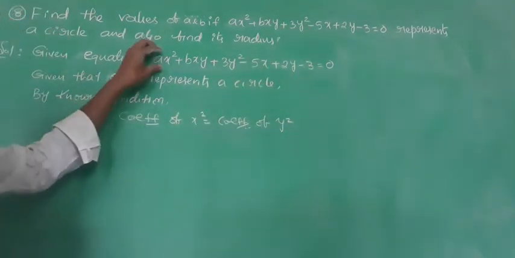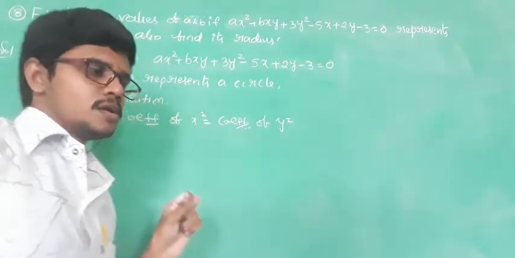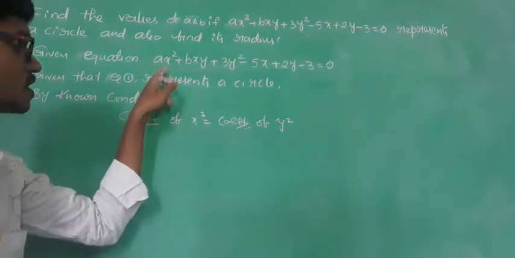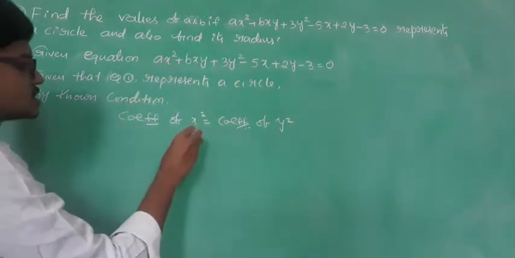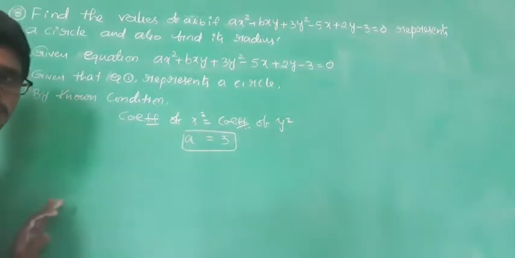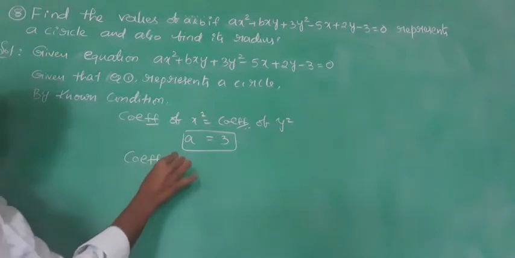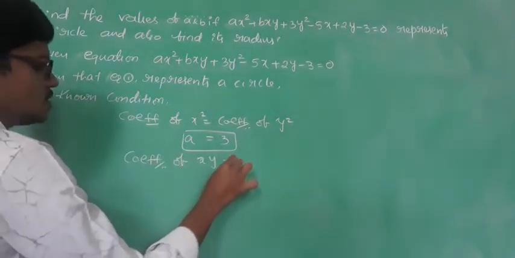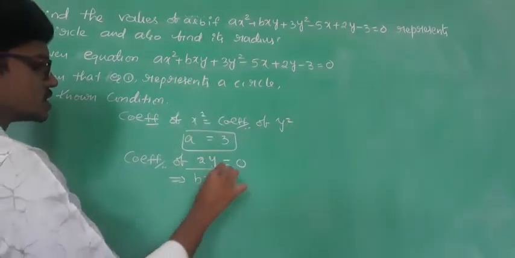If the second degree general equation represents a circle, then if and only if the coefficient of x square and coefficient of y square should be equal. The coefficient of x square is a and the coefficient of y square is 3. So a is equal to 3. Clear? And next, the coefficient of xy equal to 0. What is the coefficient of xy? That is b. So b is equal to 0.